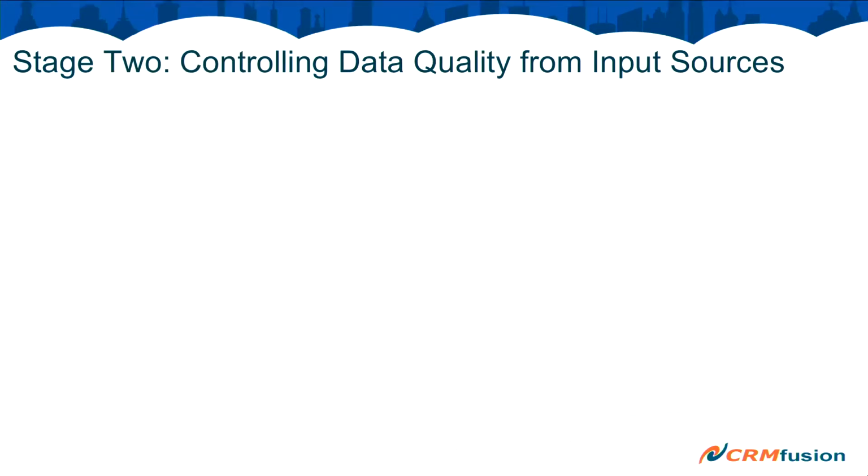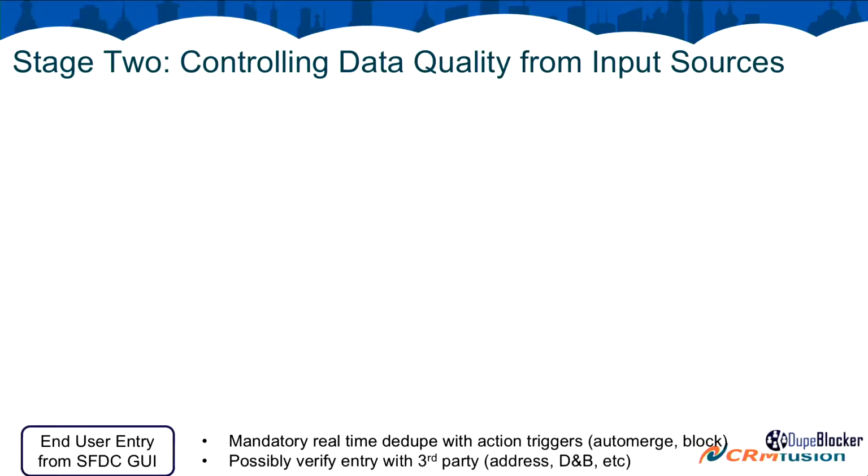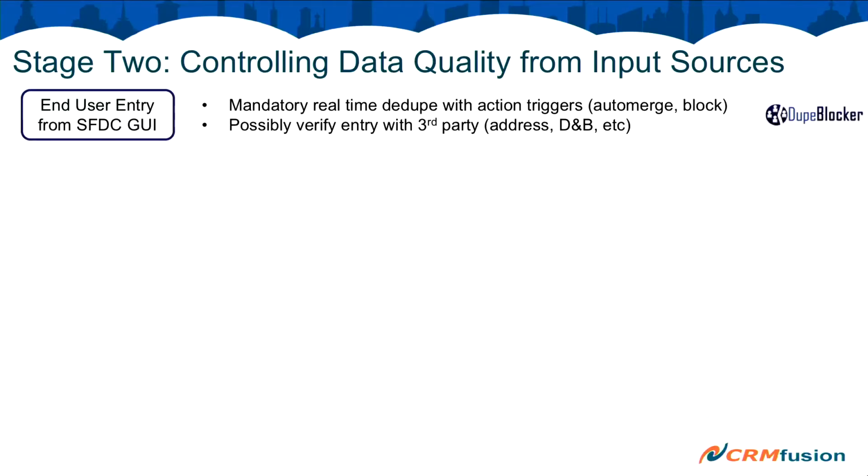So that's mitigating. Let's talk about controlling. This is where we're going to get a little bit nastier. End user entry via the graphical user interface. We can use a real-time deduper on this. We can use a tool such as our DupeBlocker product that literally is embedded in Salesforce and can stop a user from having the ability to create a duplicate record.